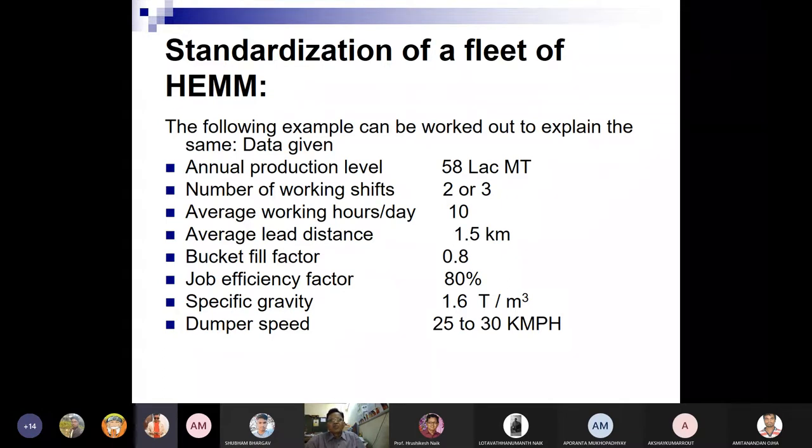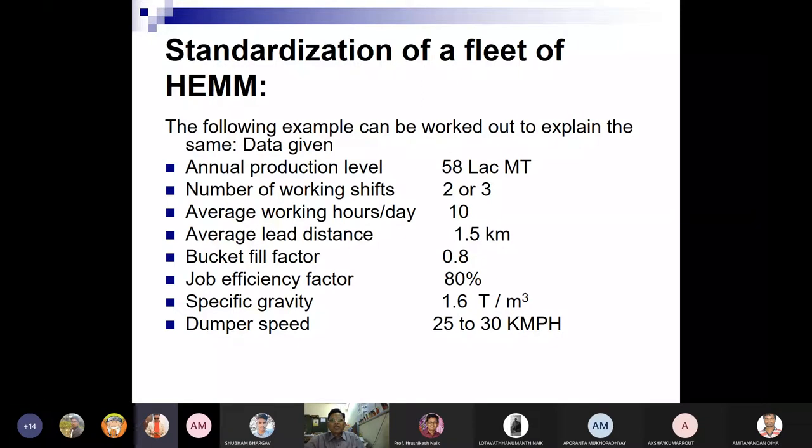Annual production, suppose 58 lakh metric tons, you are going to produce. Number of working shifts in a mine, 2 to 3 shifts are there: A shift, B shift, C shift. Average working hours per day, 10 hours. Average lead distance, 1.5 kilometers on the haul roads.